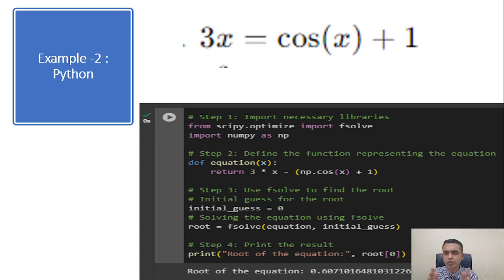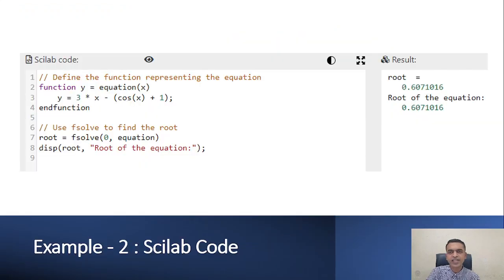It is where in the solution domain you approximately feel you are going to get your answer. Then we invoke the fsolve function: root is equal to fsolve, we pass the equation and the initial guess, and we get the answer here. Now the same problem we are going to solve using Scilab. In Scilab also you first define the equation, function y equation in x, end function, then you invoke fsolve, and you have the same answer, 0.6071. This is x raised to 1, and therefore you have only one value of x as the root.